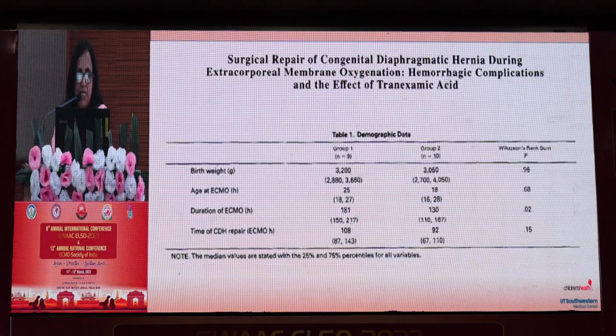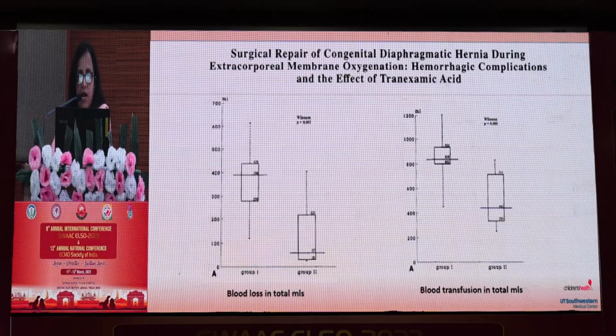As you can see, there was no difference in the birth weight, age, or time of CDH repair. However, the duration of ECMO was shorter in patients in group 2, where they did have a TXA protocol. And when they looked at total blood loss in mils and requirement of blood transfusion, as you can see, in group 2 blood loss was minimal and blood transfusion requirement was lower.